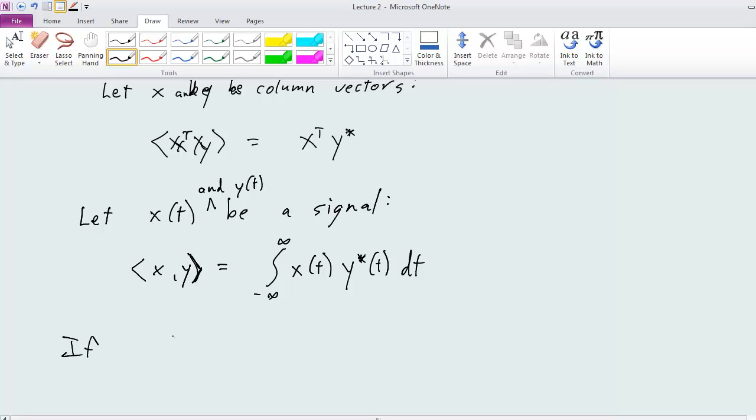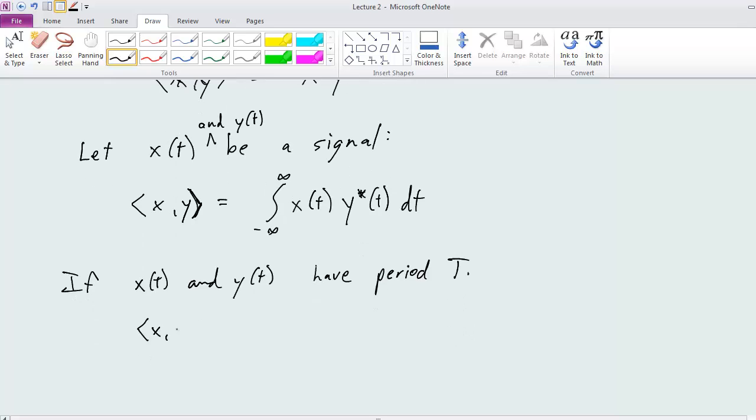If they're periodic, we have a different definition. If x of t and y of t have period t, then we're going to have a different inner product because otherwise we might get infinity when we do this integral. So the inner product will be 1 over t, integral from 0 to t of the same thing. Okay, so there's some inner products. We'll use this stuff next time as we talk about why the Fourier series works.